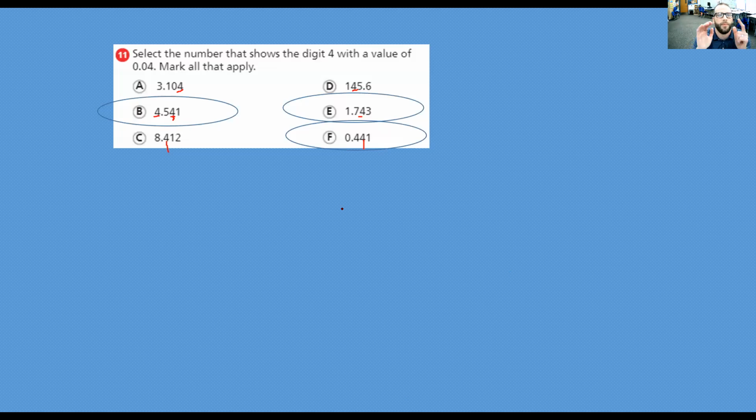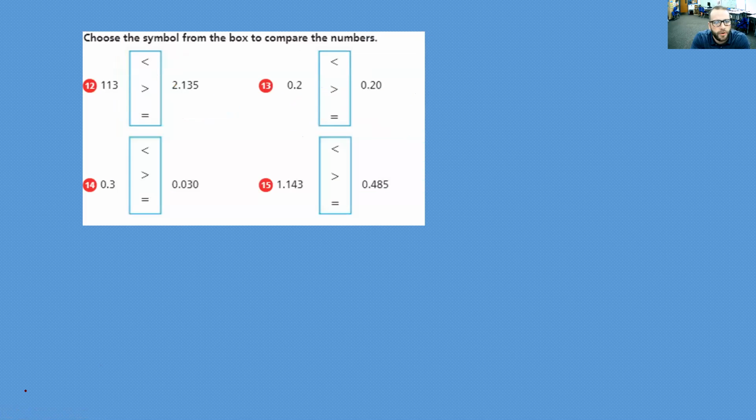All right, let's move on. We are going to compare these different amounts. We have 113 over here, and then we only have 2 over here, because remember, that decimal stops the whole number. 113 is definitely larger. And then over here we have 2 tenths and we have 2 tenths.